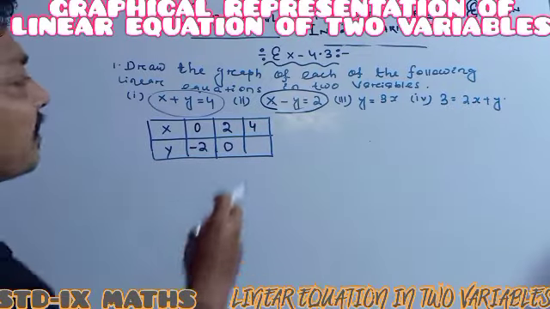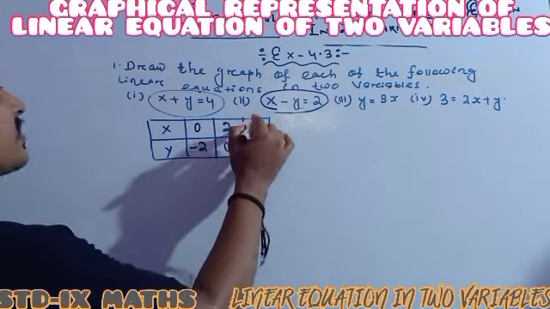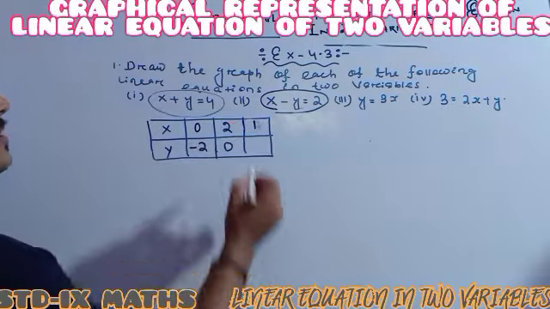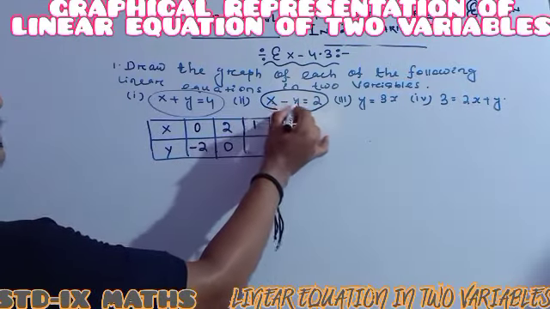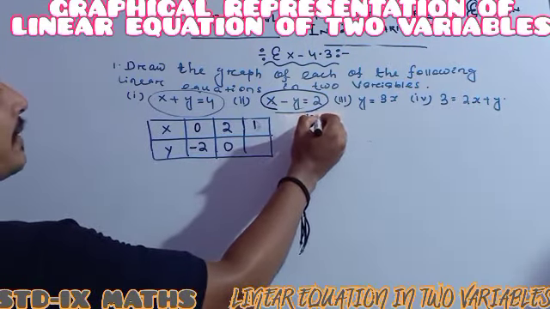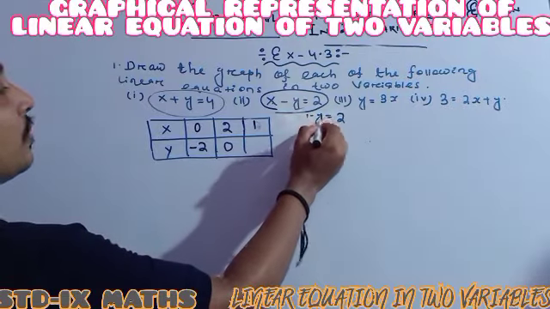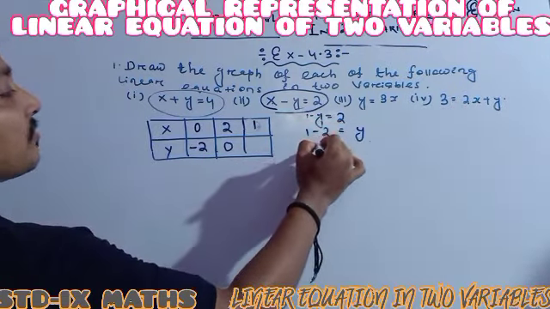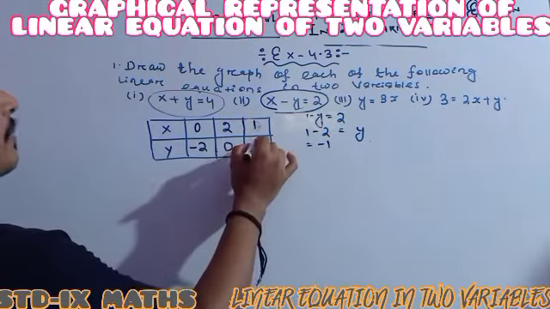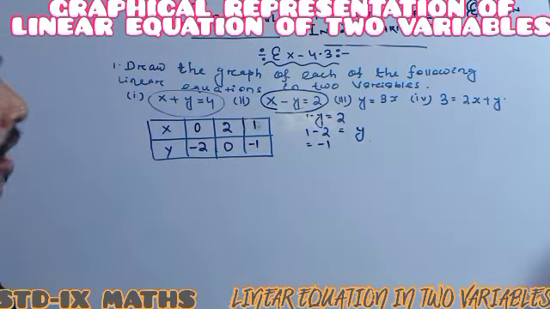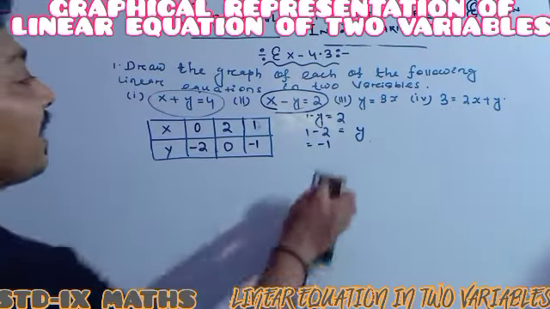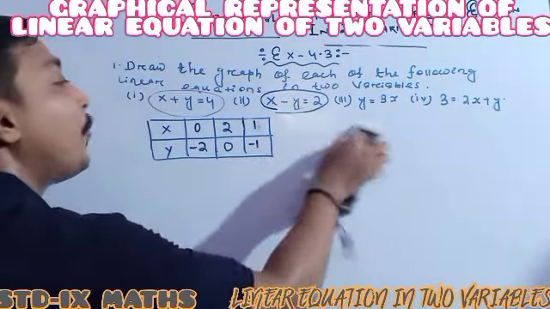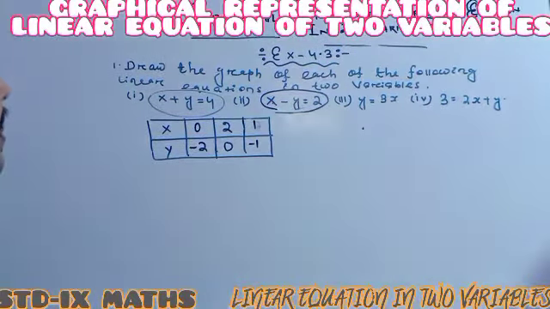Any value you can take. Suppose, if you want, I can take it as 1, no problem. Suppose x I am taking as 1, it means y should be, see, 1 minus y is equal to 2. So y is equal to 1 minus 2, which is equal to minus 1. Y is minus 1. Understood or not understood?